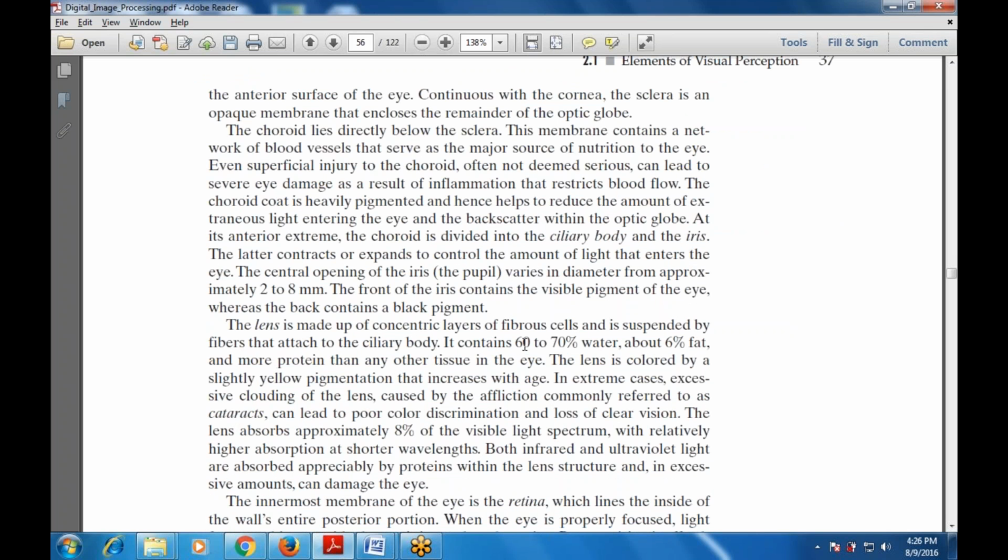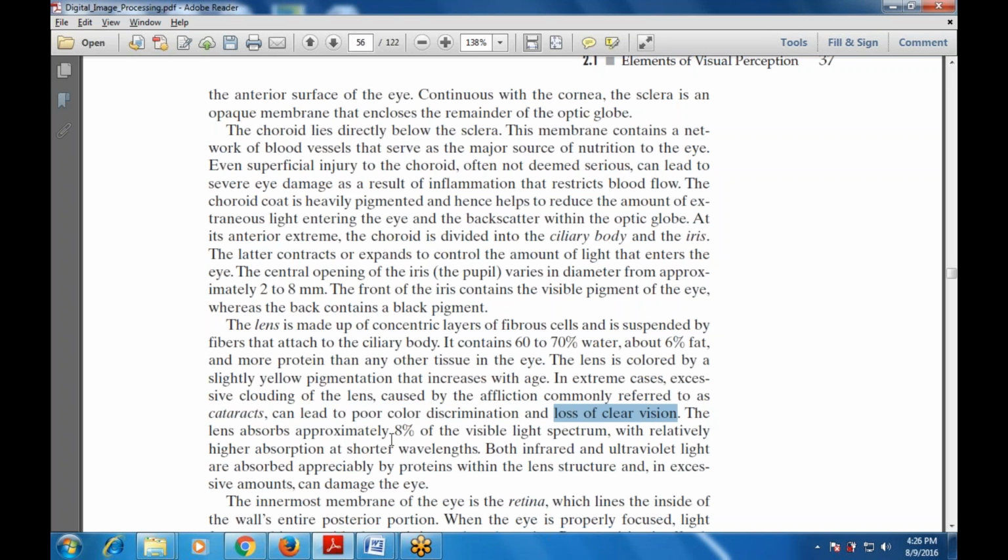Then the lens is also colored by a slightly yellow pigmentation that increases with the age of a person. And in extreme cases, excessive clouding of the lens caused by an affliction, commonly referred to as cataracts, can lead to poor color discrimination and the loss of clear vision.